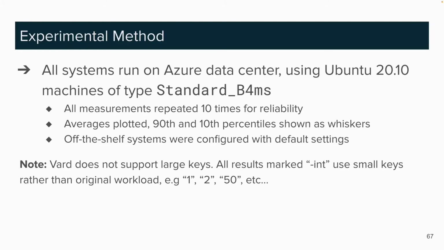Notice one oddity in some of our graphs. Vardi turned out to not support large keys because of an assumption it made about the UDP protocol, so it would lock up if you threw too much data at it. So to get actual results that were comparable to Vardi's results, we reran all of our other experiments with the same small size key variation that we had to use to get Vardi to run at all. These keys are, instead of the generated keys from YCSB, things like 1, 2, 50, just as strings.